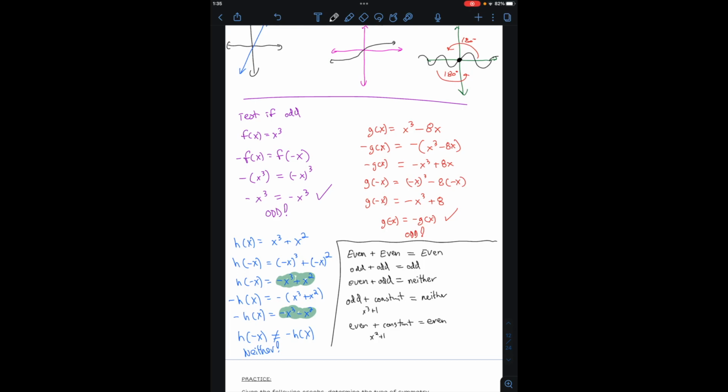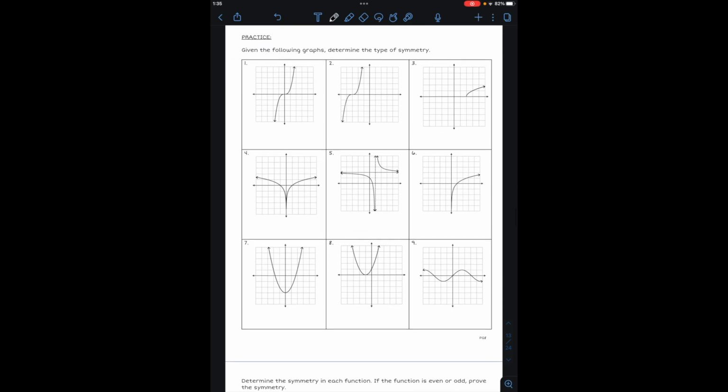Otherwise, that's probably plenty to think about. And that'll help you determine, but really you want to do these tests to be absolutely certain. Okay, so continuing on here, let's look at some graphs and determine the type of symmetry.